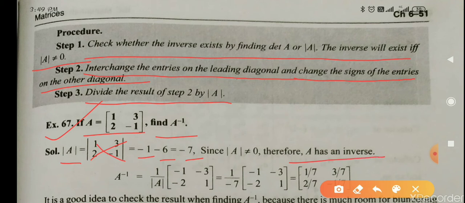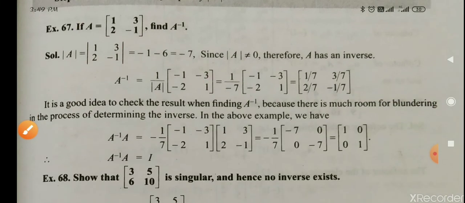A has the inverse. So A inverse equals 1 upon determinant A, and you change the entries of the leading diagonal, and change the sign of the elements on the other diagonal. Now divide it by -7. So the answer is coming, you can see here, 1 upon 7, 2 upon 7, 3 upon 7, -1 upon 7. So this is the method to find the inverse.